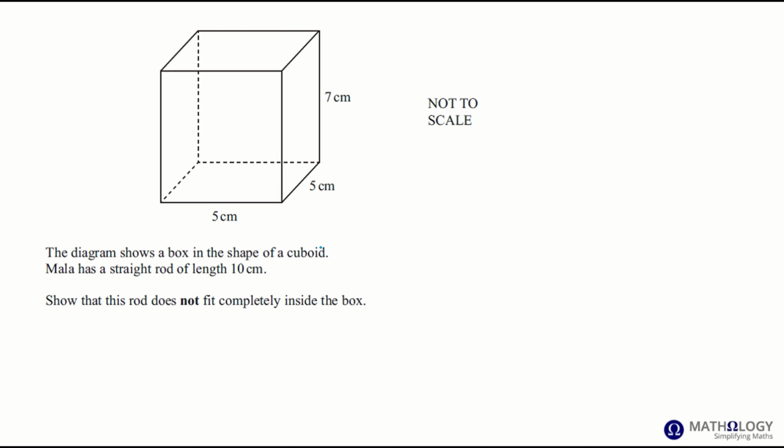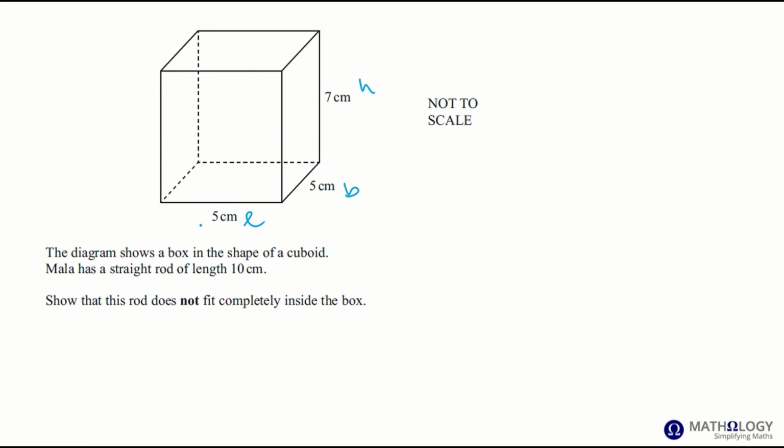Diagram shows a box in the shape of a cuboid, also called a rectangular prism. Marla has a straight rod of length 10 centimeters. Show that the rod does not fit completely inside the box. Okay, so we have dimensions: length of 5, breadth of 5, and height of 7. A rod that is 10 centimeters couldn't possibly fit lengthwise because the length is 5. It couldn't fit breadthwise because the breadth is 5. It also couldn't fit height-wise because the height is 7.